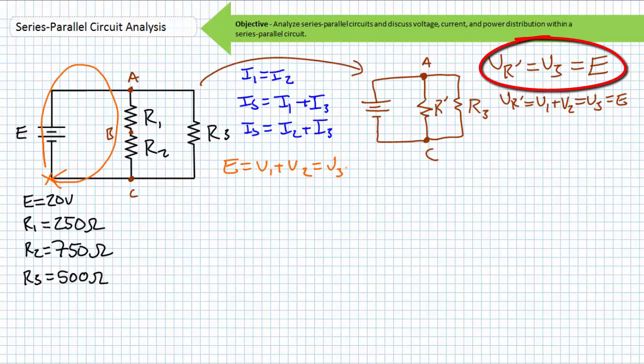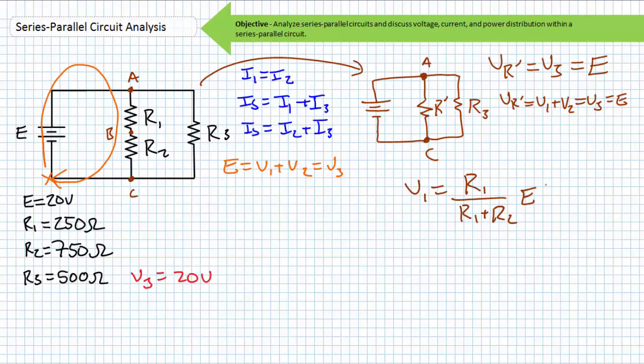E equals VR prime equals V3. KVL suggests that V3, the voltage drop across R3, is 20 volts. This makes sense. R3 is in a perfect parallel relationship with our source and the imaginary resistor R prime. Voltage across paths in parallel is the same. E equals V1 plus V2 equals V3. If we crack open R prime, the series combination of R1 and R2, this also suggests that V1 and V2 drop representative portions of this same 20 volts.